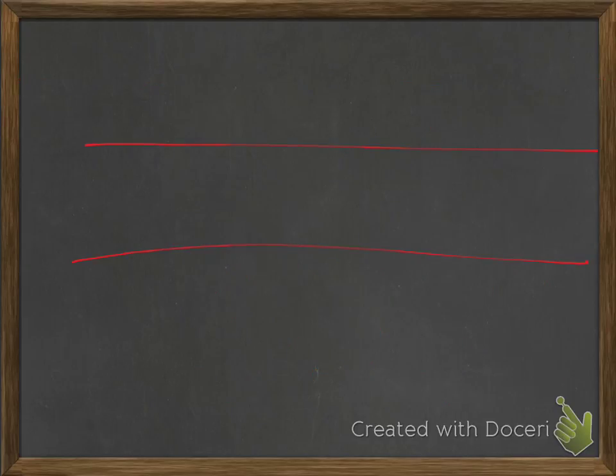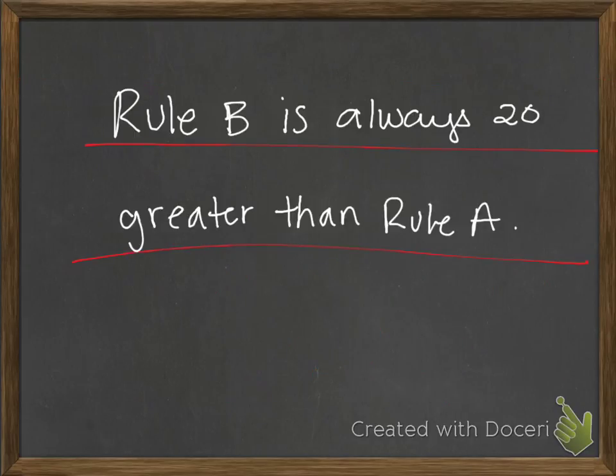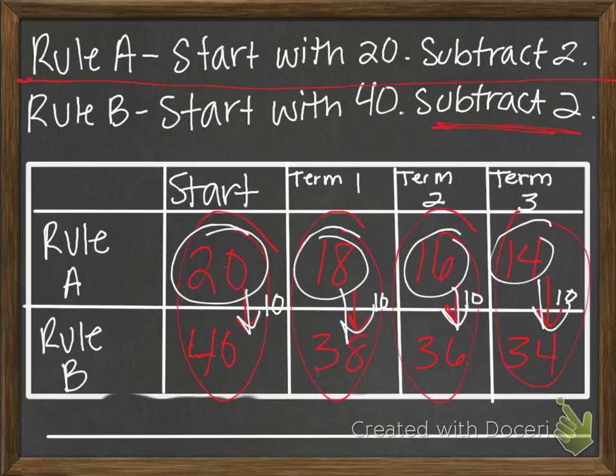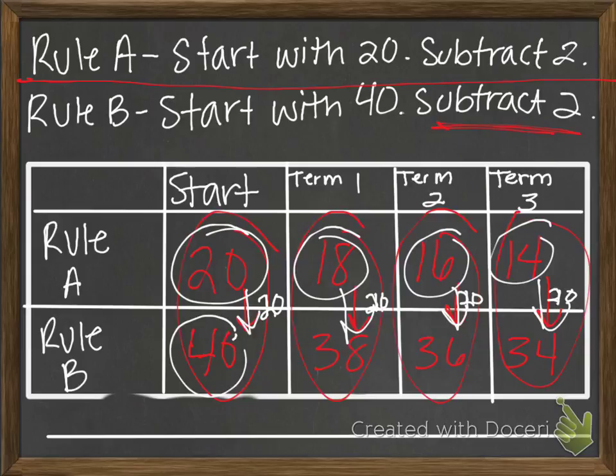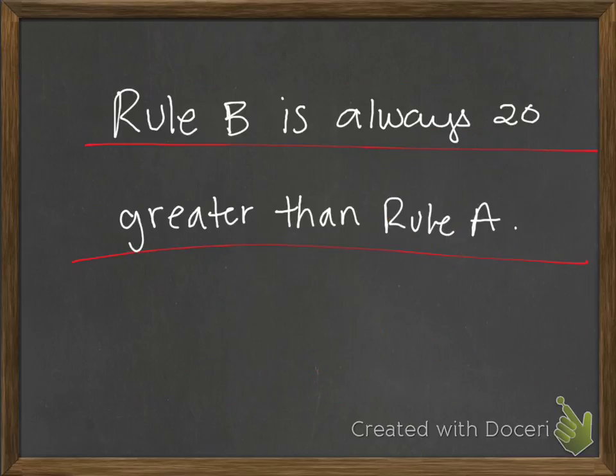So what I would put in this one, I would put that rule B is always 20 greater than rule A, because, oh, I totally messed that up, because all of these differences are 20. So that's why I put 20. So rule B is always 20 greater than rule A. That means rule B down here is always 20 places or 20 numbers bigger than what we started at rule A with. So go ahead and copy that down.